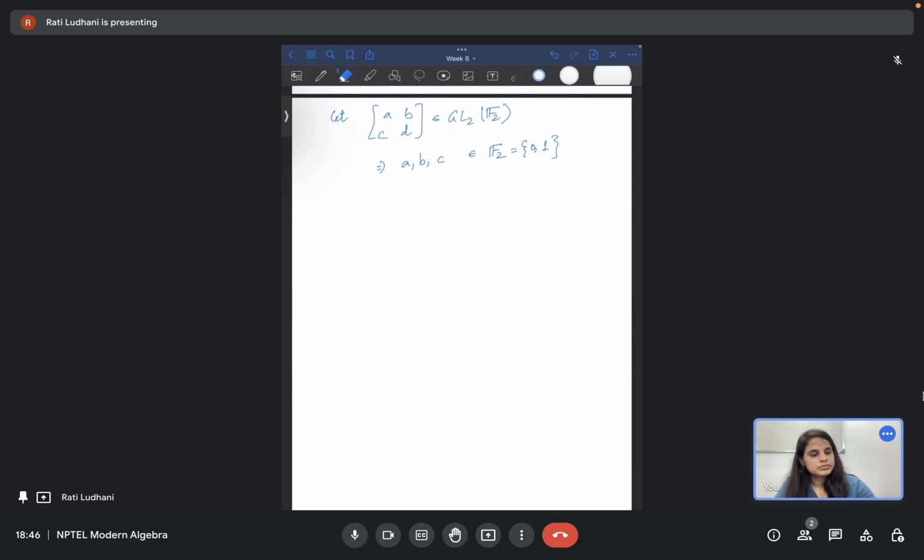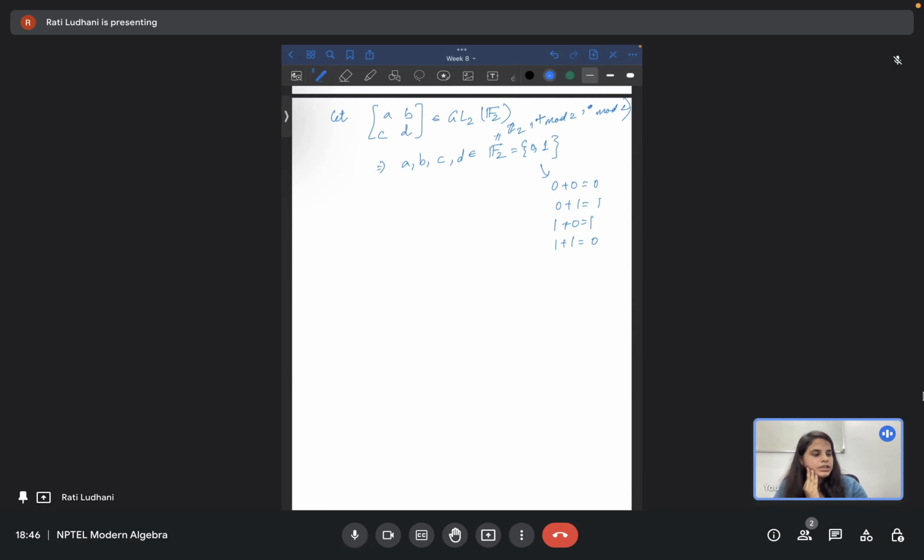Now if you want to write the operation, it is like 0 plus 0 is equal to 0, 0 plus 1 is 1, 1 plus 0 is equal to 1, and 1 plus 1 is equal to 0. It's just like Z2 with plus mod 2, and multiplication mod 2. Okay, so it is like that.